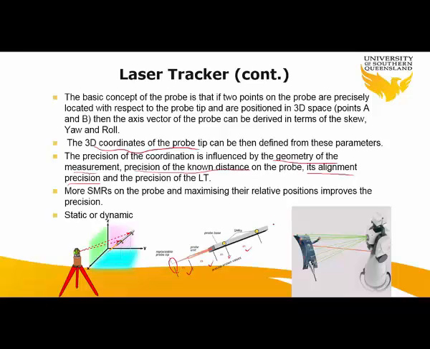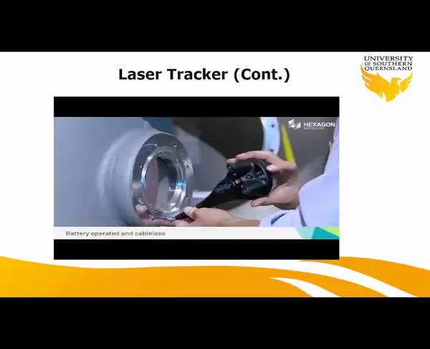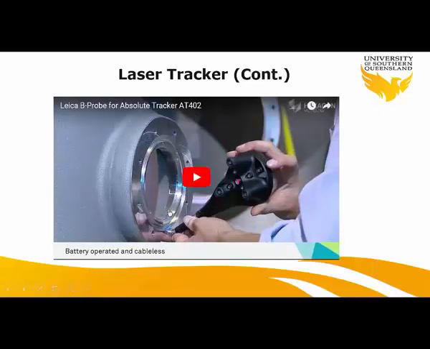The more SMRs you have on the probe, the better relative position it gives you, or it improves the final position for you. The probe itself can be static or dynamic. Static like the example we have here, and dynamic by including other measurements. I put a video to show you how the probe is working. It's a very short video.